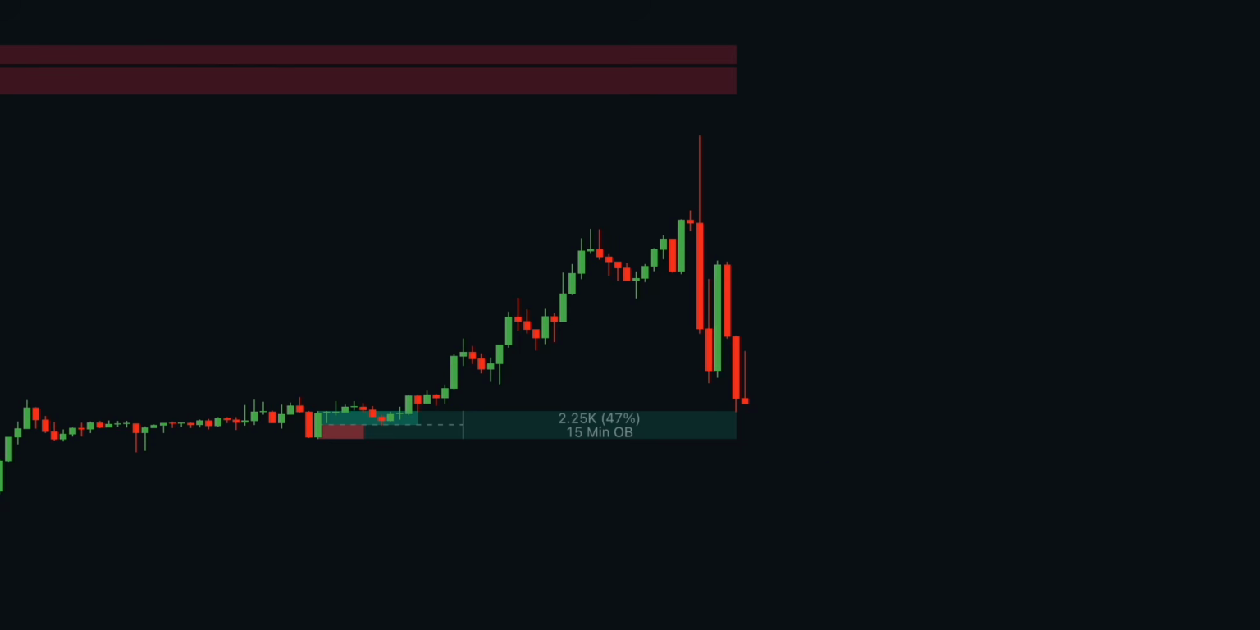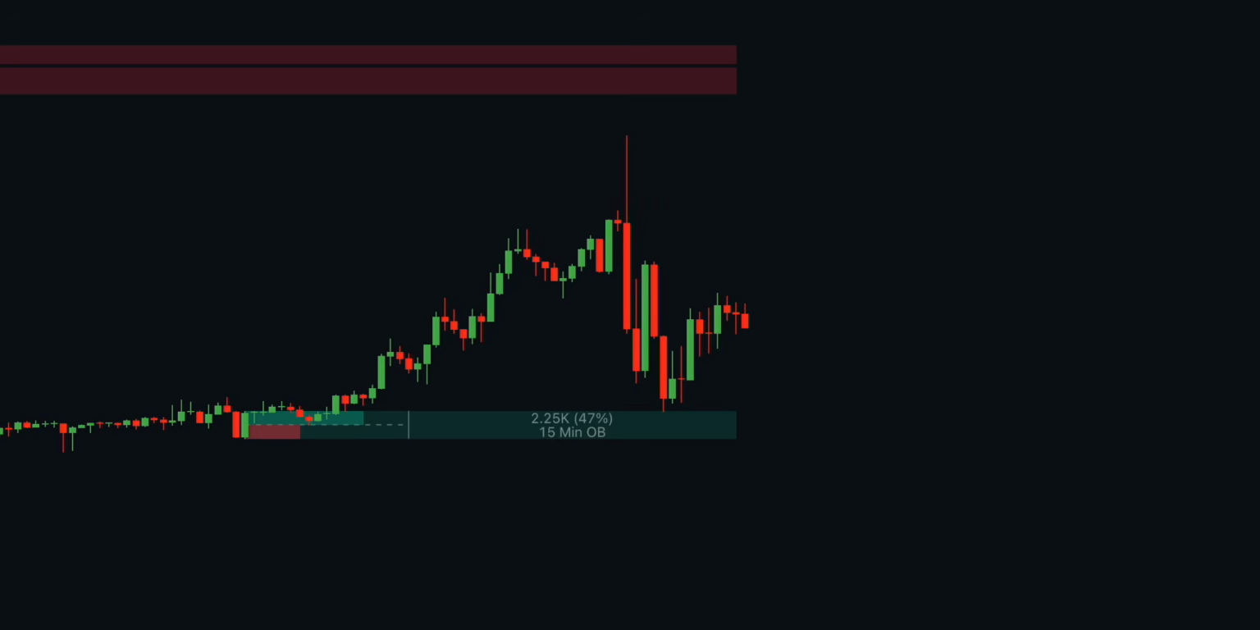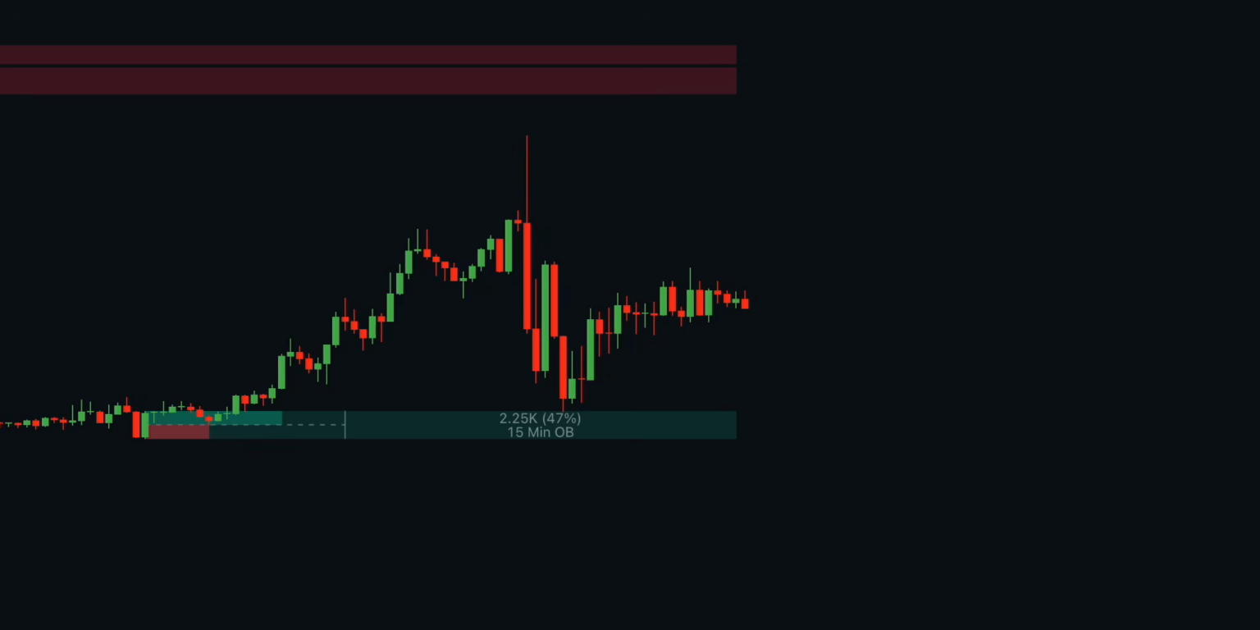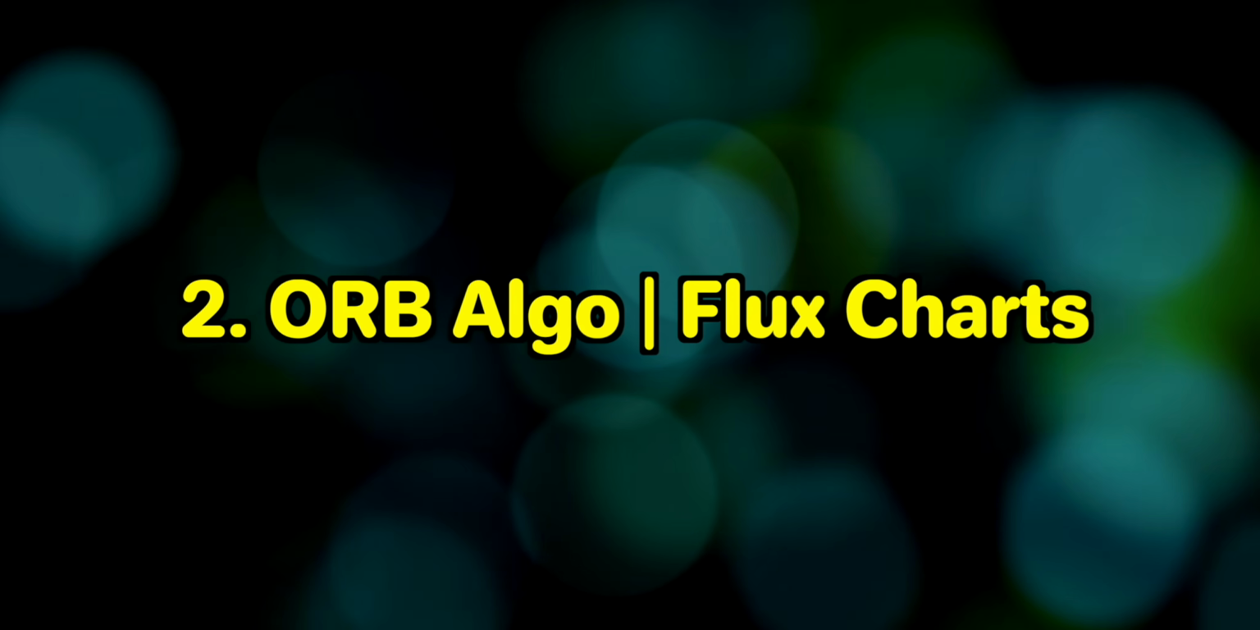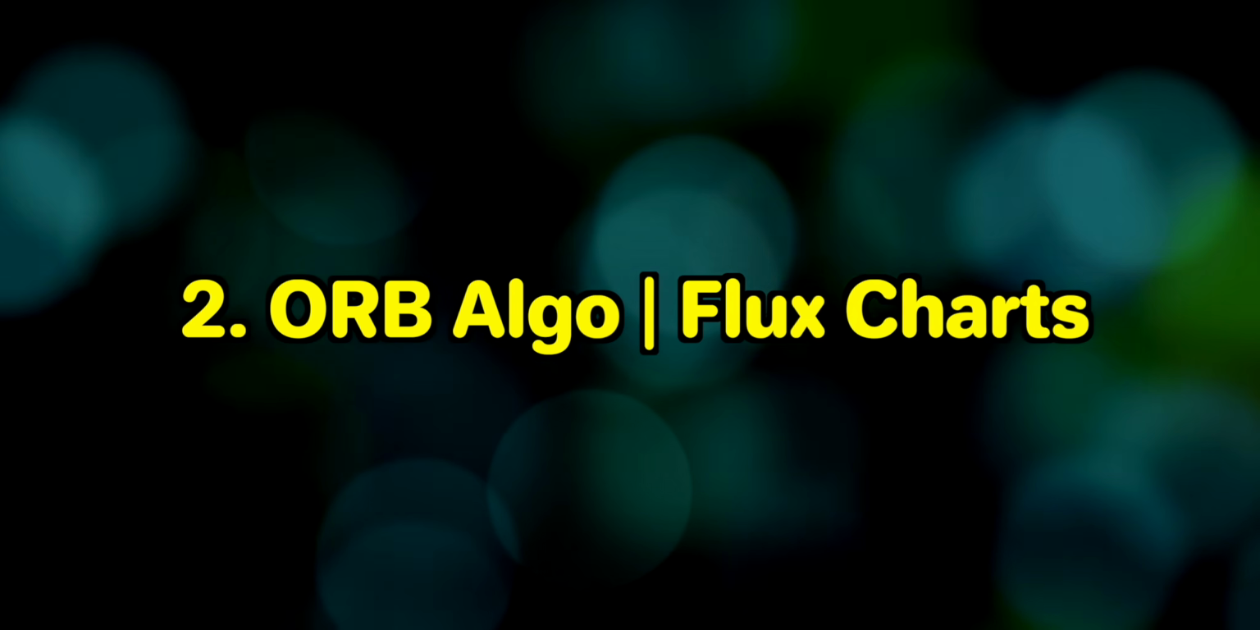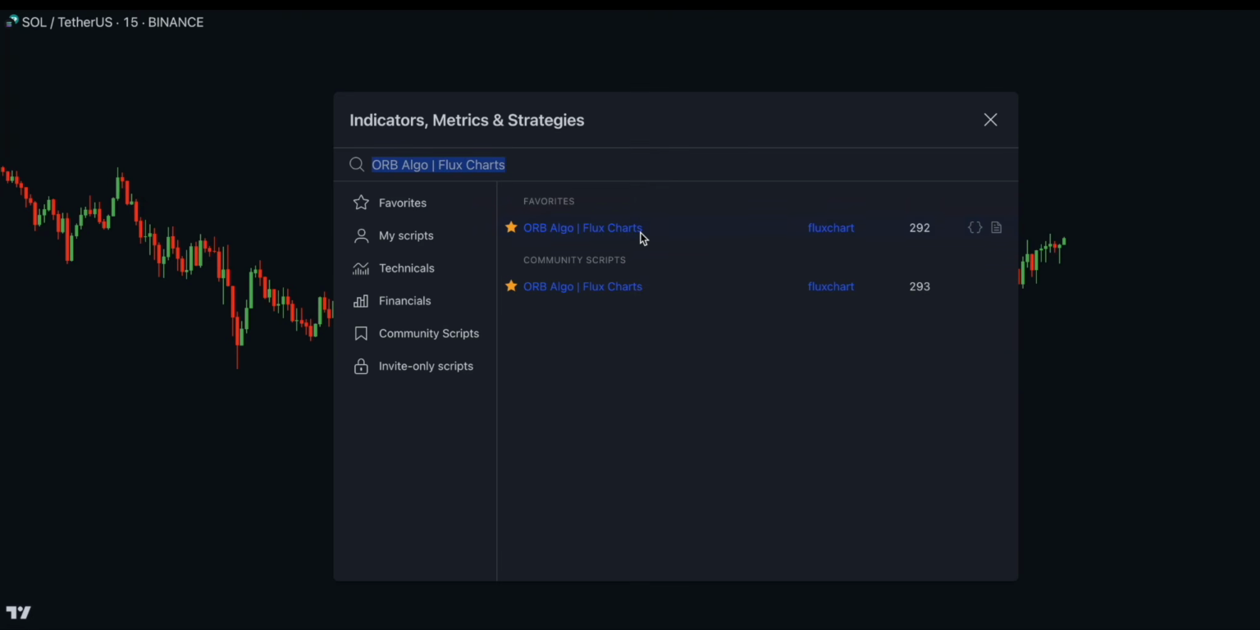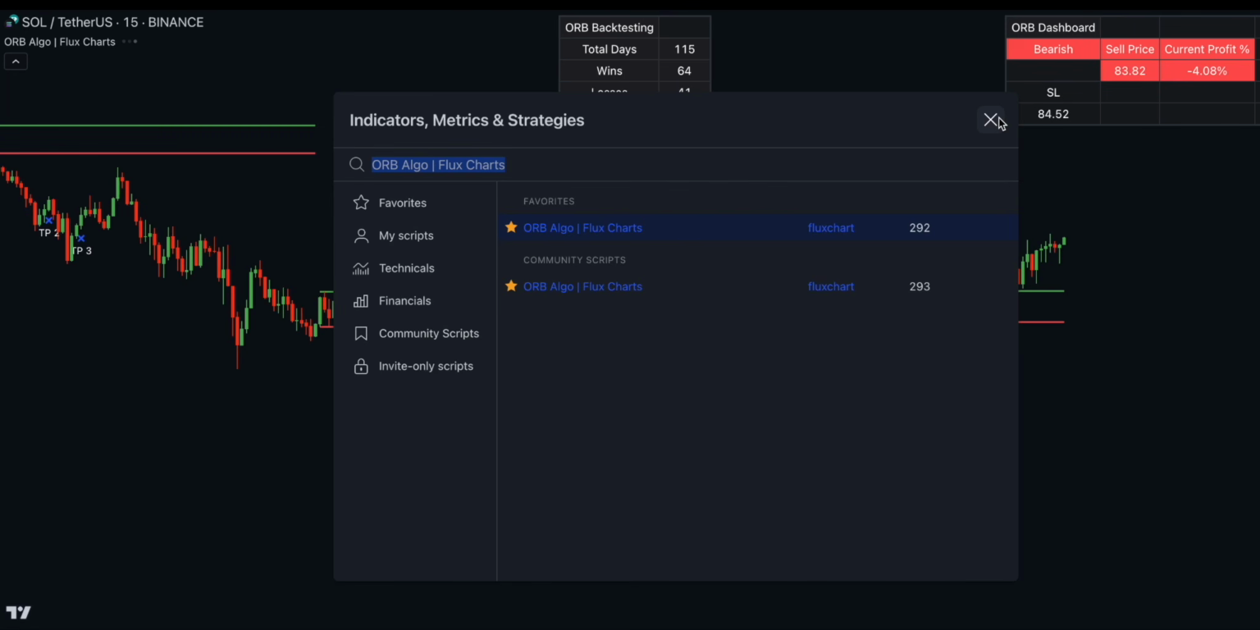Save this indicator for later, and let's unveil the second essential tool on my list. This script is called the Orbee Algo. The Orbee Algo, where Orbee stands for Opening Range Breakout, is an innovative indicator designed to enhance your trading strategy.